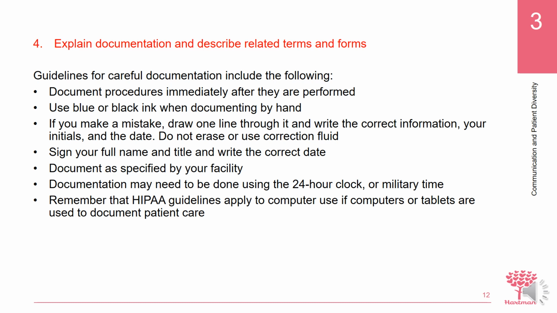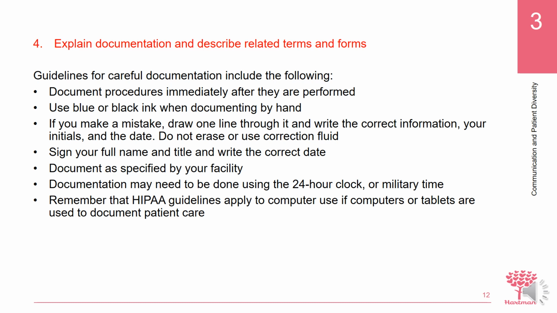Use blue or black ink when documenting by hand. Write as neatly as you can. Blue or black ink are the only colors that are legally acceptable on handwritten documents. If you make a mistake, draw one line through it and write the correct information. Write your initials and the date. Do not erase what you've written. Never use correction fluid. This can give the impression that something is trying to be covered up. Documentation done on computer is time-stamped. It can be changed only by entering another notation.